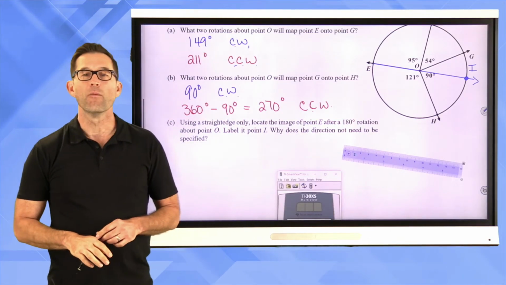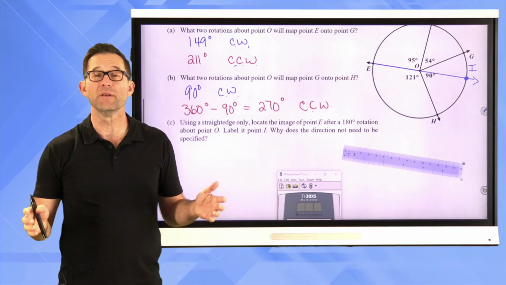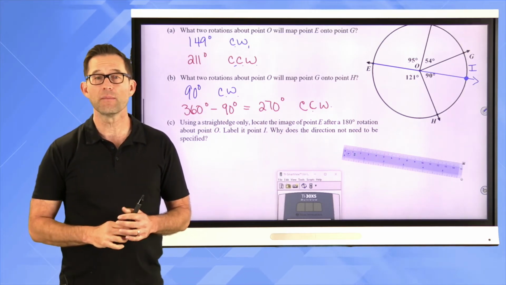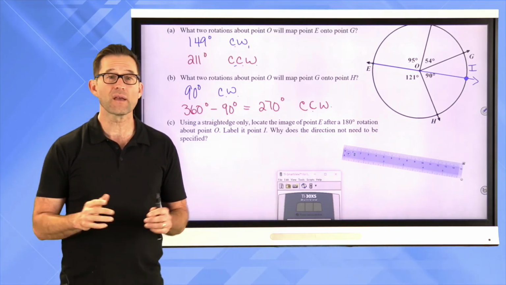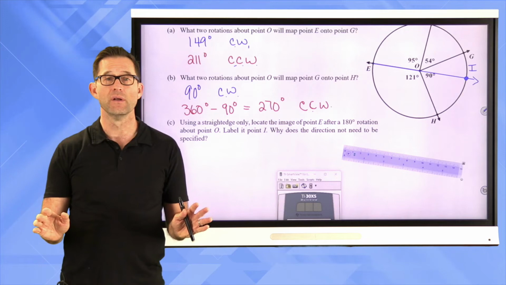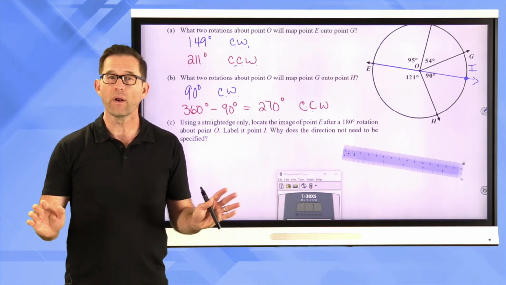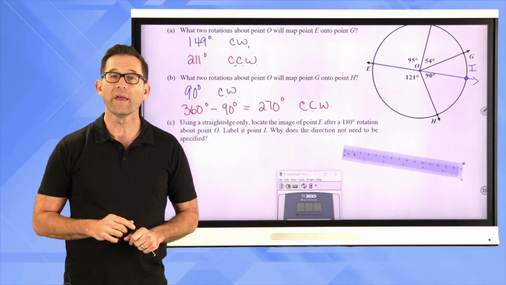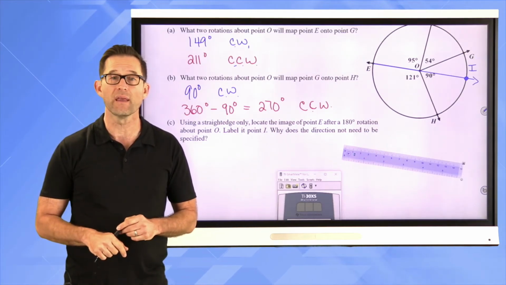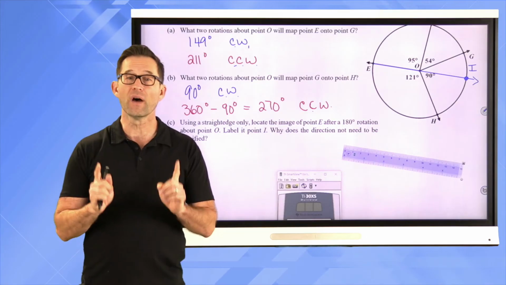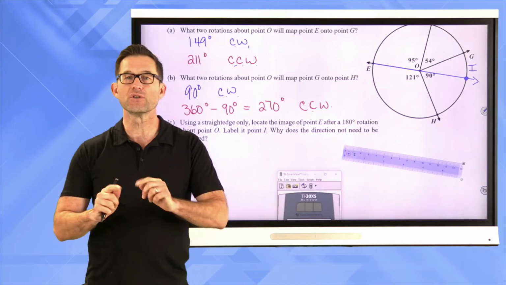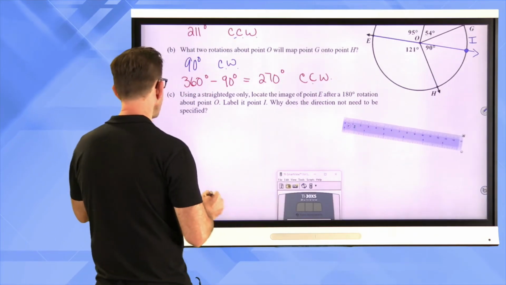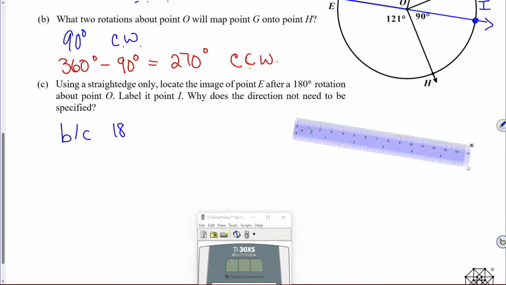Okay. Now, why does the direction not need to be specified? There will be times when you're just going to be told, hey, rotate this point about this point by 180 degrees. And they won't say clockwise or counterclockwise. Any other rotation, they've got to give you the direction. But a 180, they won't. And the reason why is, of course, 360 minus 180 is 180. In other words, it doesn't matter because it's half of a full rotation. Regardless of the direction, you'll end up at the same point.